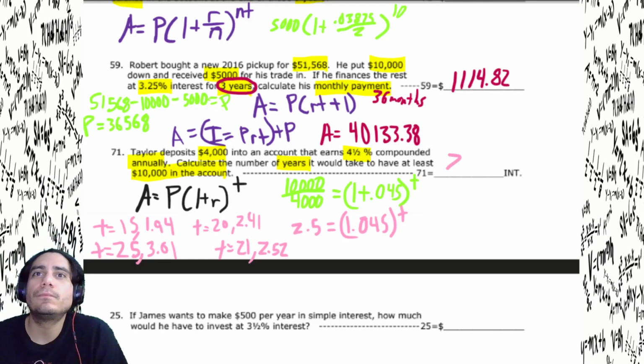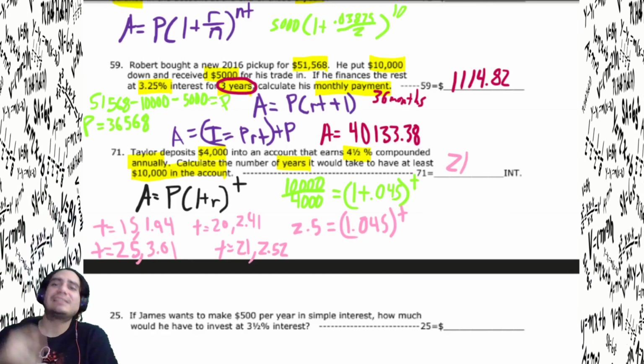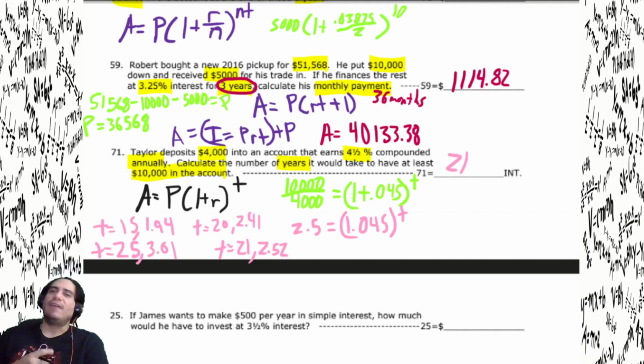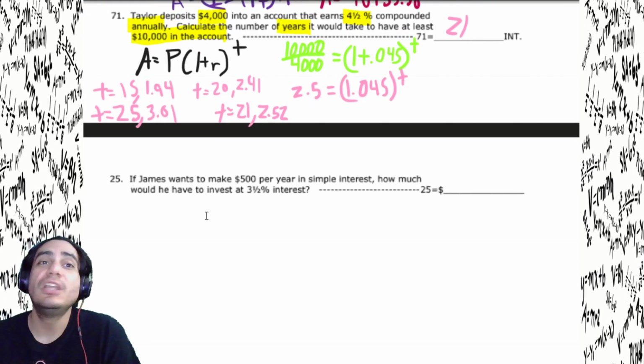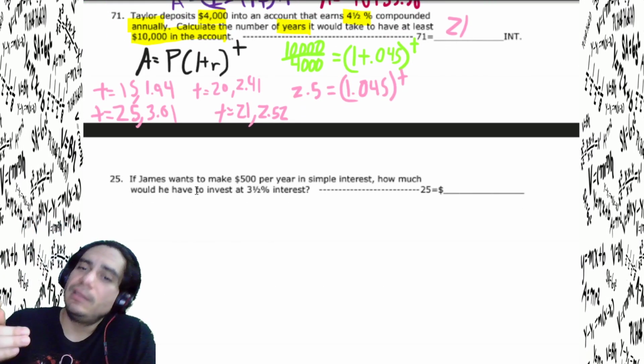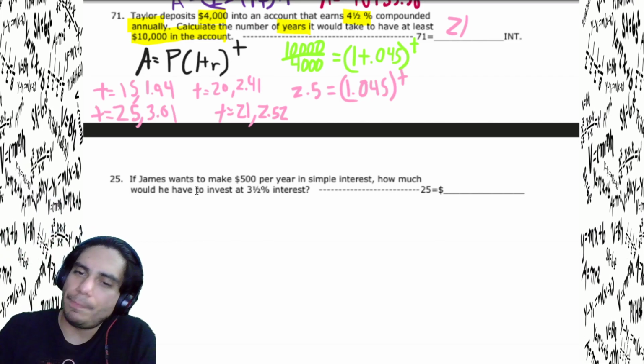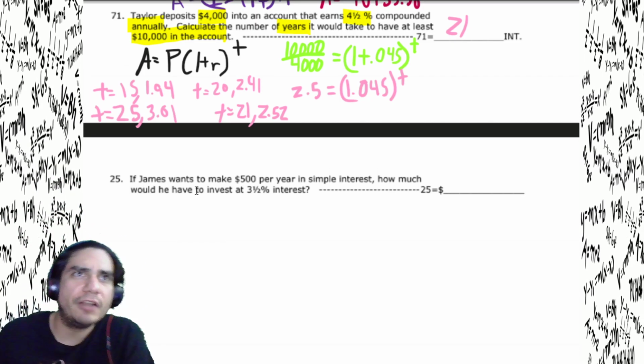So how many years would it take to have at least 10,000? Looks like we're going to have 21 years. Okay, ladies and gentlemen, that was a little interesting problem right there. That's kind of like the think-outside-the-box problem. That's kind of like you got to actually know how to do math problem.